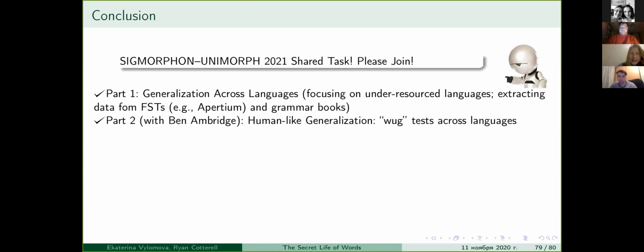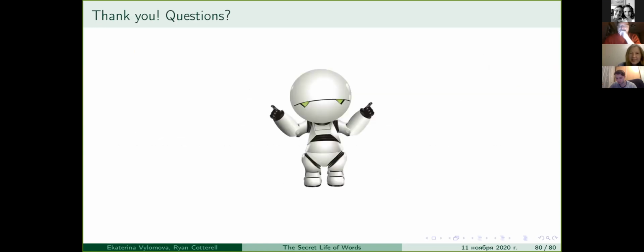Finally, in 2021, we are organizing a shared task. We are trying to improve this annotation for under-resourced languages and extract data from finite state transducers such as Apertium and from grammar books. And in the second part, we'll try to work on human-like generalization and organize annotation for wug tests across languages together with Ben Ambridge. If you're interested either in participation or annotation, feel free to contact us. Thank you.